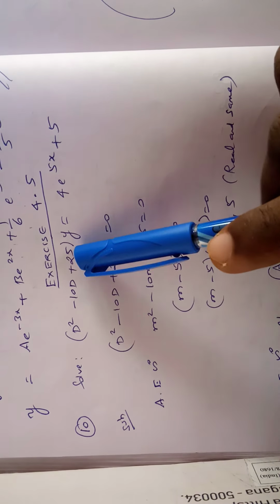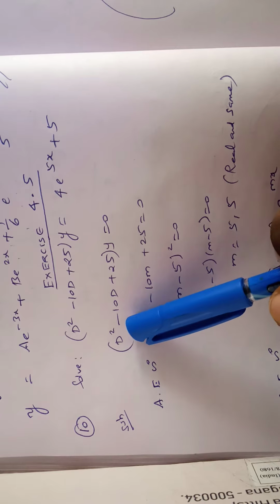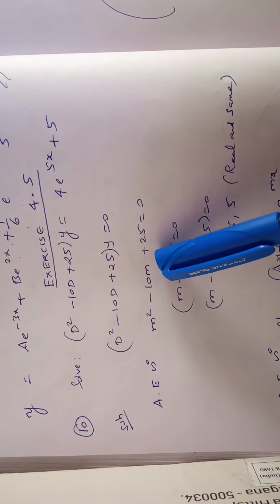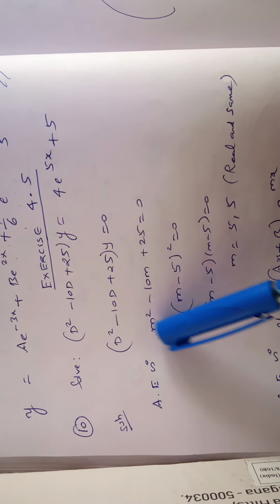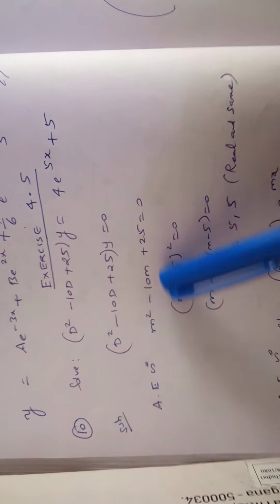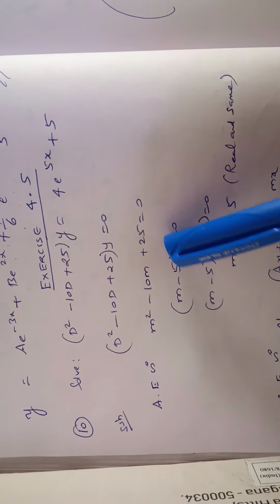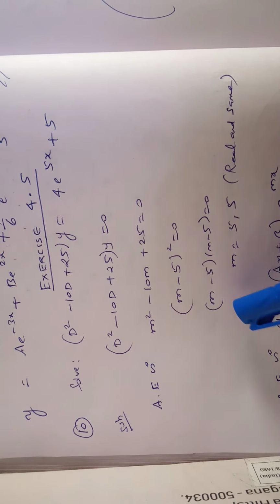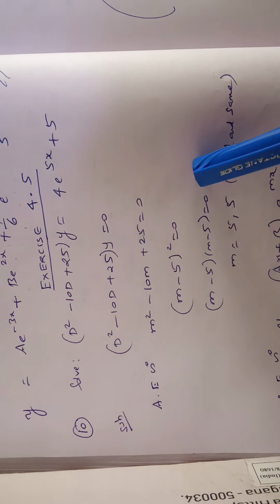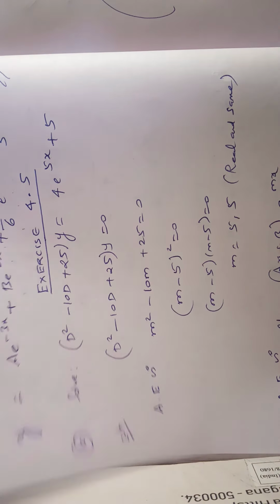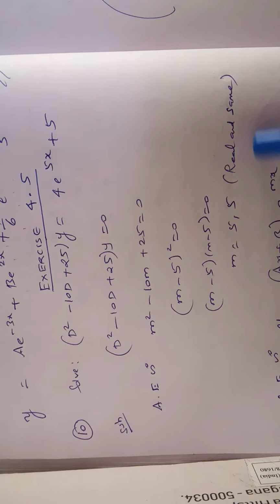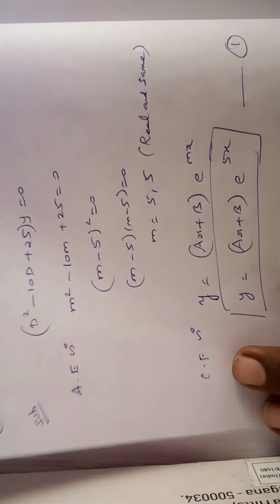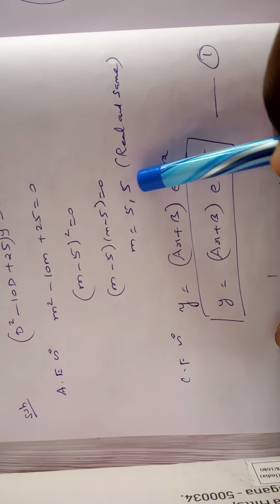So first we have to take the auxiliary equation. All the D can be transformed as m² − 10m + 25 = 0. So this expression is the (a − b)² formula. So (m − 5)² = 0. (m − 5)(m − 5) = 0. m = 5, 5. So 5, 5 is real and the same. So these two roots are real and same.